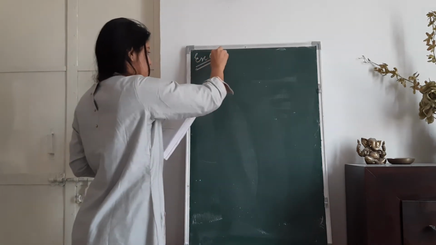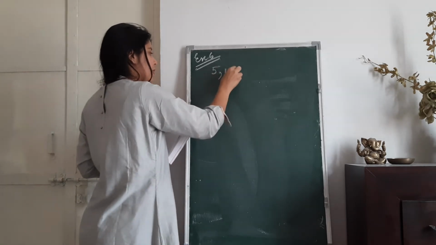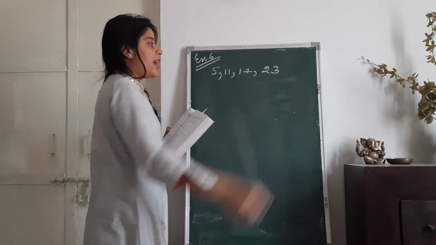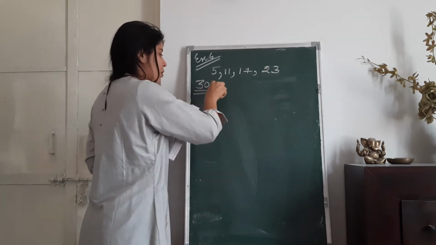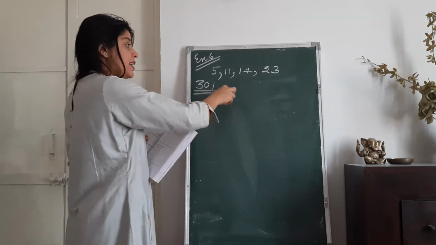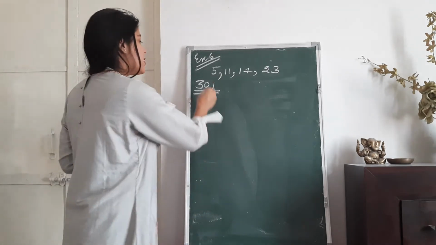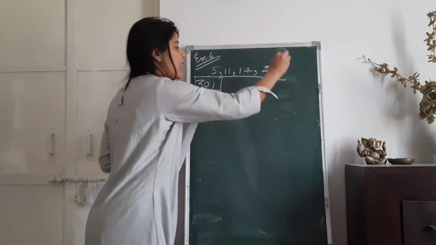Example 6. What we have to find out is, there is a list of numbers 5, 11, 17 and 23, and we have to check whether 301 is their term or not. Like, 301 will come in this series or not. First, let us check whether this is an AP or not.